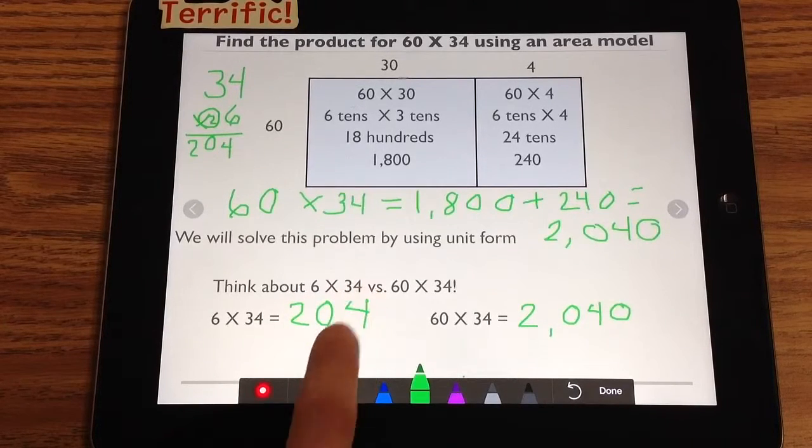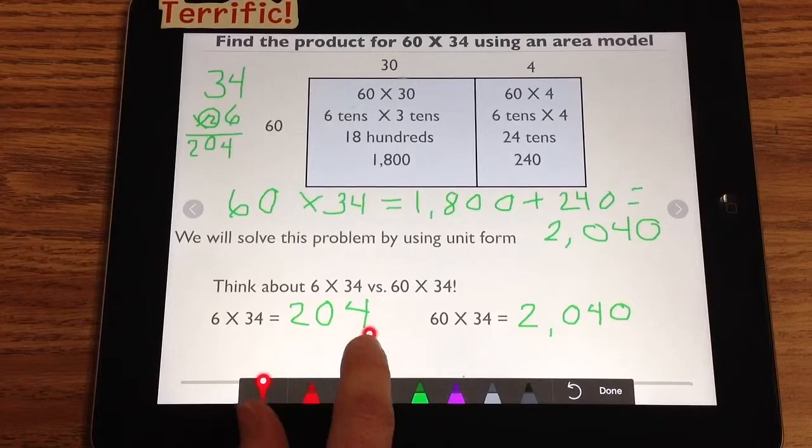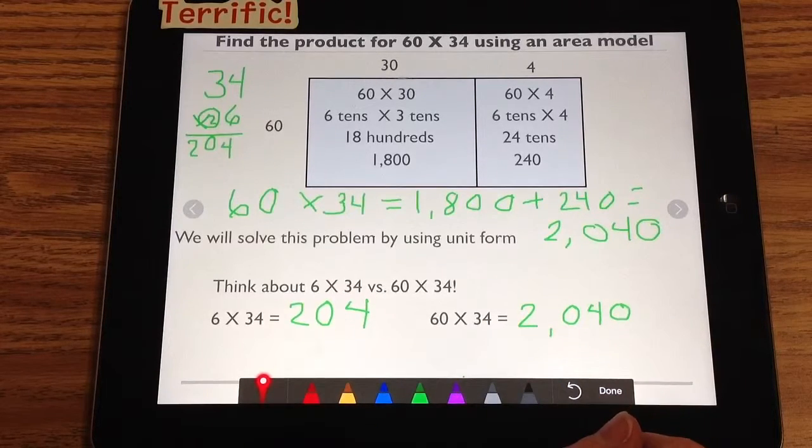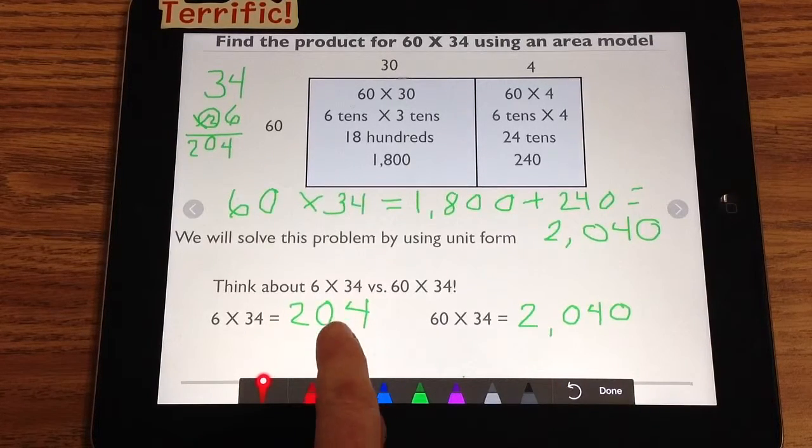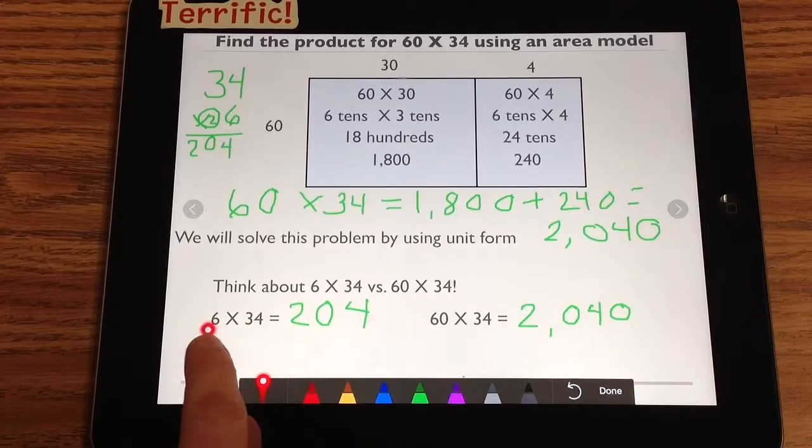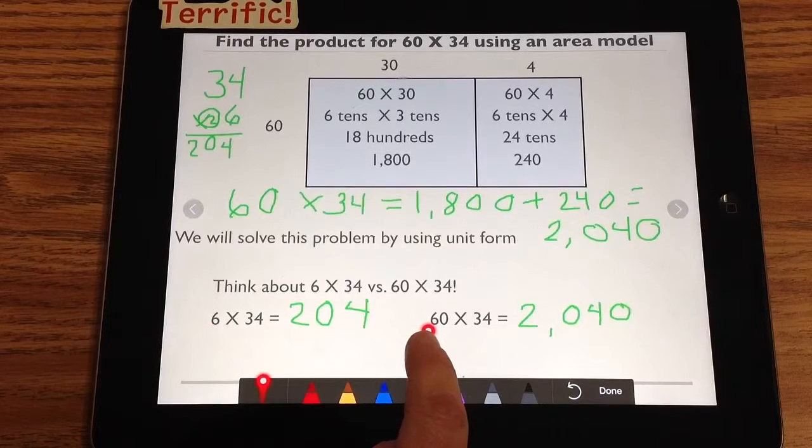204. What is the difference between 204 and 2040? You're right, it's times 10. What's the difference between 6 and 60? Times 10.